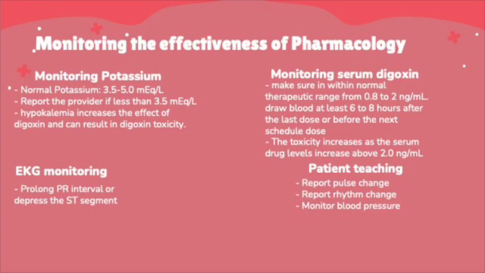Make sure it is in the normal therapeutic range, which would be from 0.8 to 2 nanograms per milliliter, by withdrawing the blood at least 6 to 8 hours after the last dose or before the next scheduled dose. If the serum digoxin is increasing, it could cause toxicity. Besides that, we can monitor the EKG if we see anything abnormal, such as a prolonged PR interval or a depressed ST segment.